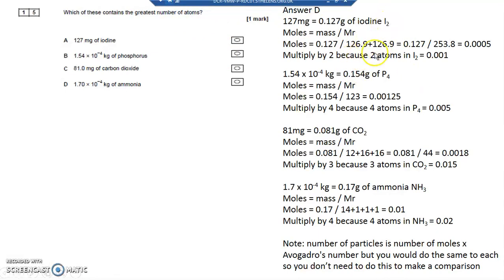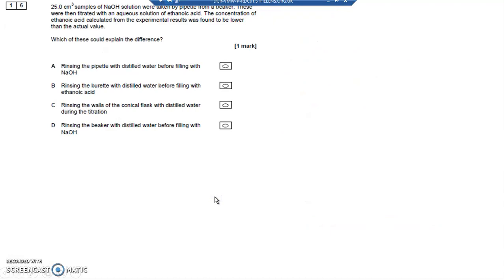So there's 2 I's in I2, so multiply by 2, 0.001. P4, there are 4 in P4, so multiply by 4, 0.005. Multiply by 3 for CO2, because there's a carbon and 2 oxygens, 0.015. And ammonia, there's 1 N and 3 H's, 4 atoms in NH3, multiply by 4, 0.02. So the largest value, therefore, is D at 0.02.